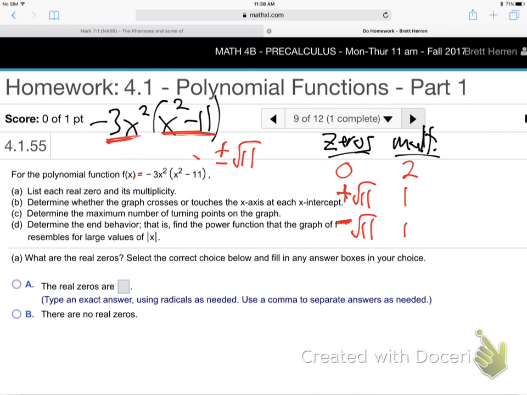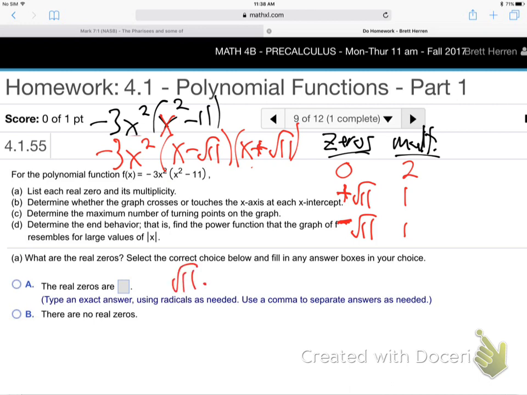Let me be more formal. The best way is just to factor this thing. This is minus 3x squared, and this is x minus root 11, x plus root 11, isn't it? If you factor it down like that, are you comfortable with that kind of factoring? Remember, root 11 times root 11 is plain 11. Do you remember that from your algebra days?